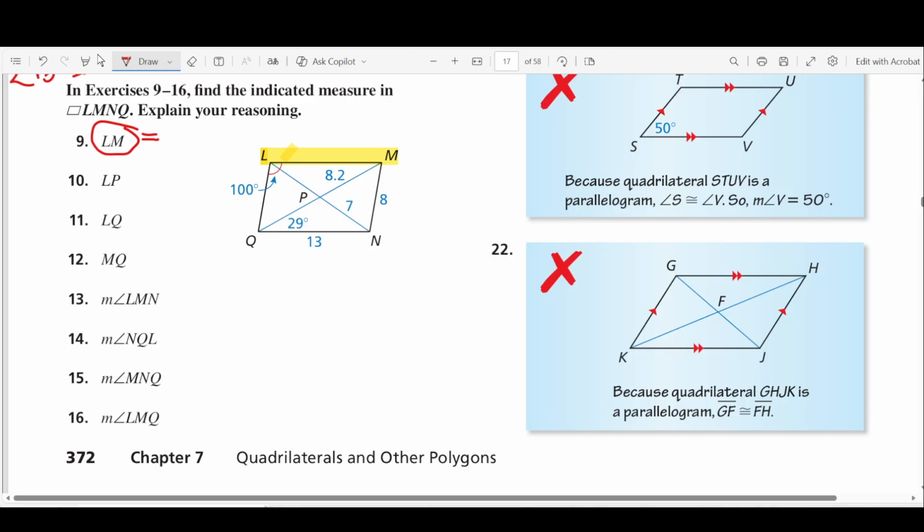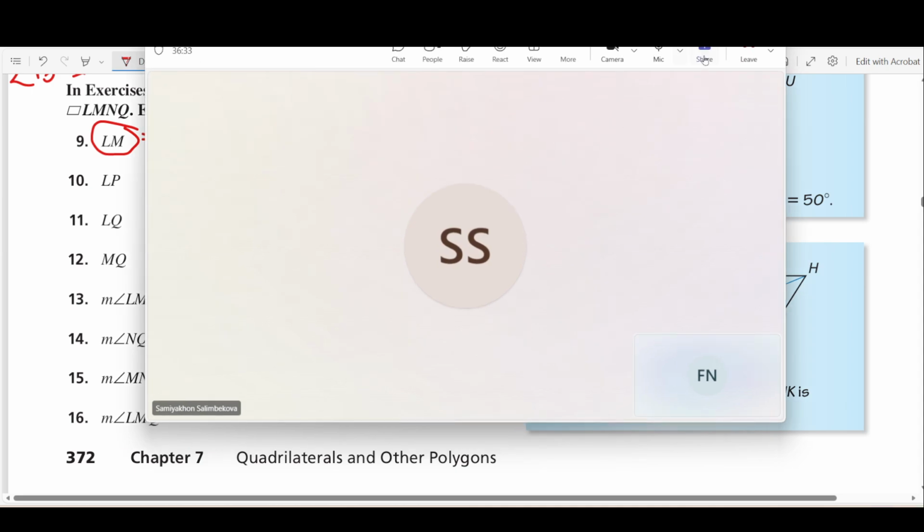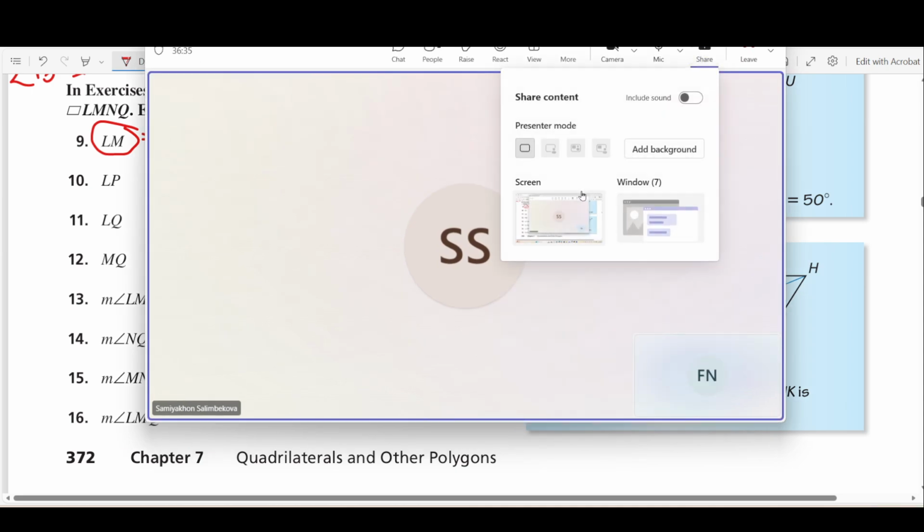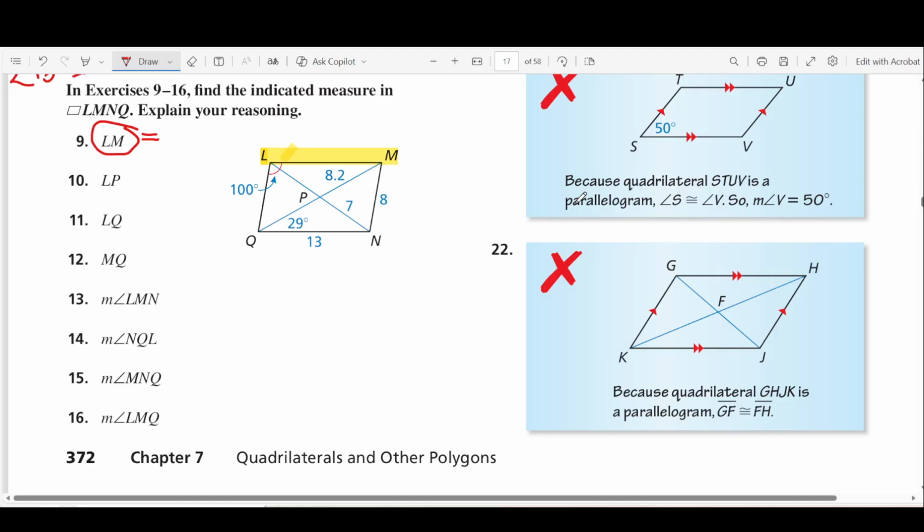Your screen is lagging. Is it good now? It was lagging. No. Oh, let me share it again, okay? Is this good now? Yes. Great.